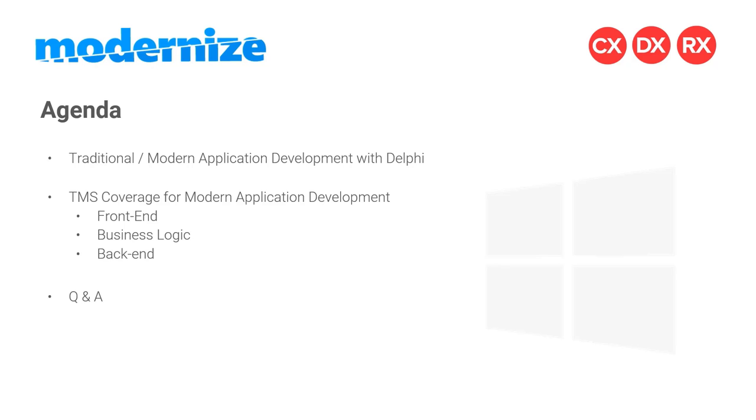First of all, let me give you a short agenda of what we're going to do today in this webinar. First, I would like to compare the traditional and modern application development styles that we're used to with Delphi. Then I'm going to show how TMS covers these modern application development options. We have three pillars: the front end, the business logic, and finally, of course, the back end. The business logic connects the front end to the back end, but as that's not all it does, I didn't point it out here. In the end, I'll give you plenty of time to ask questions, and hopefully I'll be able to provide the answers.